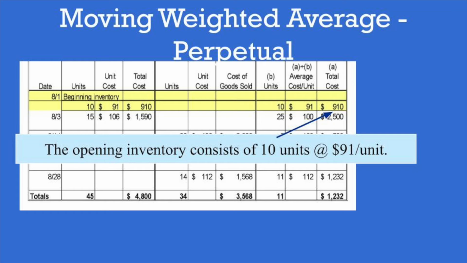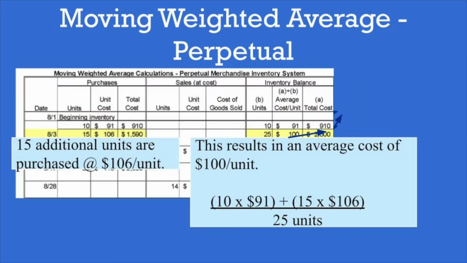So again, going back to our example where we had 10 on the shelf at the beginning of August at $91 each for a total of $910 worth of inventory. And then on the 3rd of August, we bought 15 more, but they cost $106. So we have a total of 25 units on the shelf. Now, some of them were bought for $91. Some of them were bought for $106. So what we can do with the weighted average method in order to get a cost of the inventory is to take the average cost.